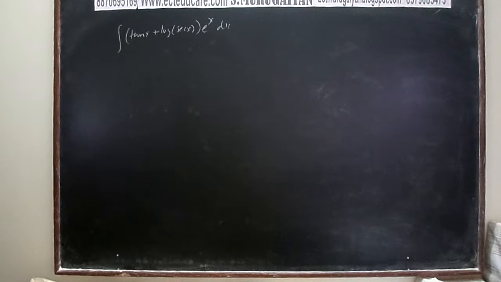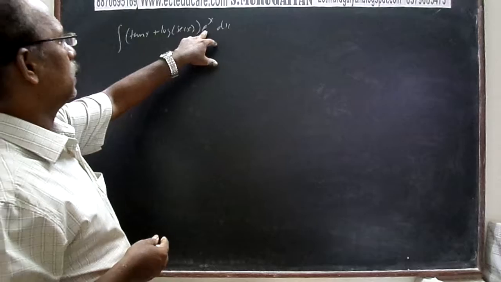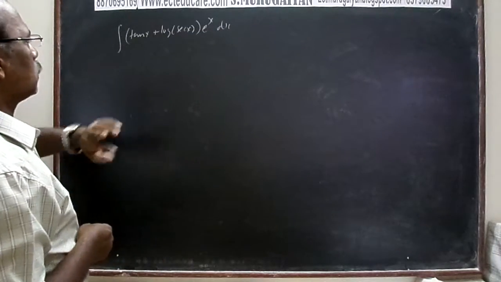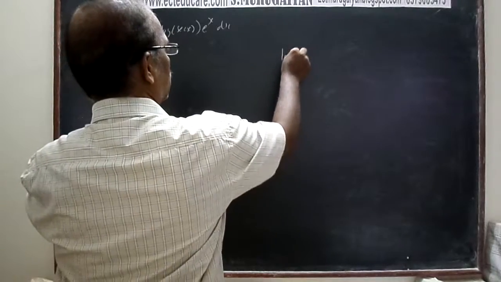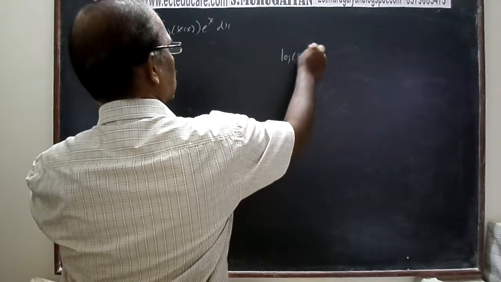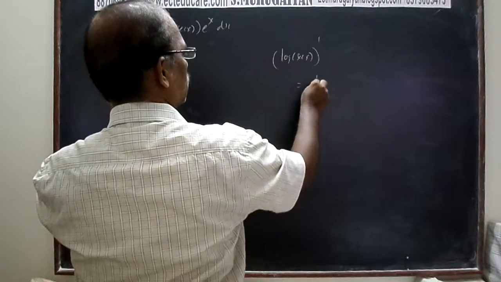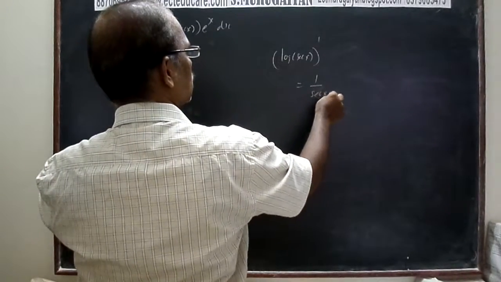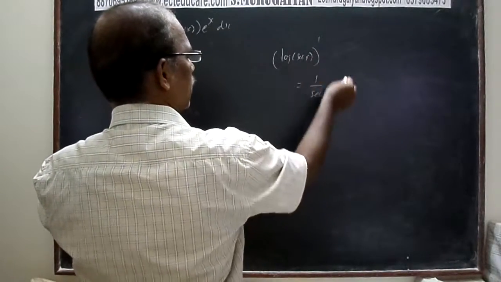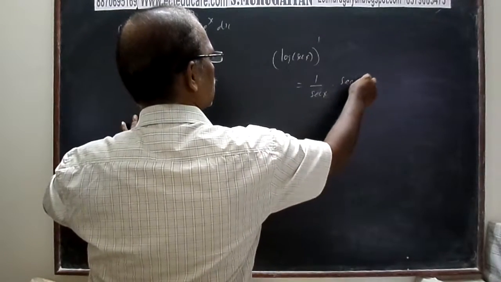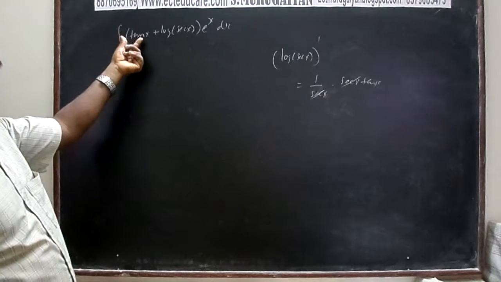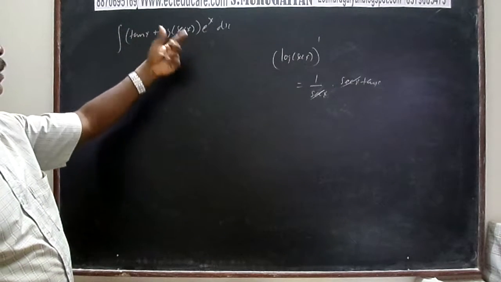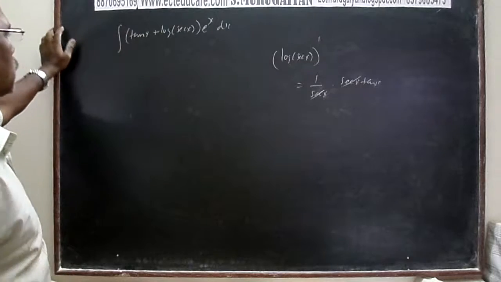The next question: integral of (tan x plus log of secant x) e power x dx. The derivative of log of secant x is 1 by secant x into the derivative of secant x, which is secant x tan x. So this and this cancel. Remember, tan x is the derivative of log of secant x, which means this is f of x and this is f dash of x.